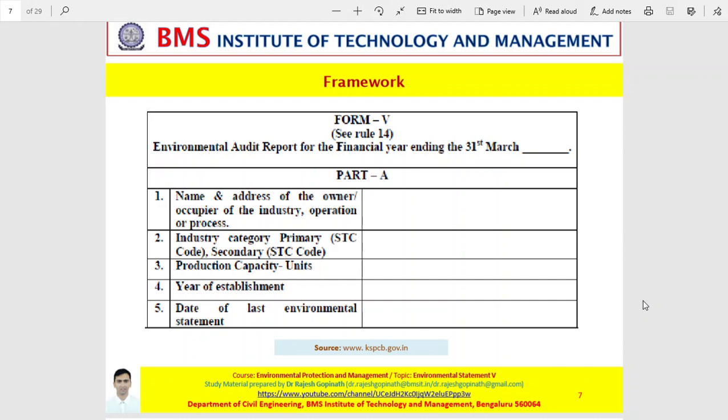As obvious, Part A requires basic information about the occupier, that is the industrialist. It requires information about the type of industry. It also requires the year of establishment and the date when the last environmental statement was submitted.